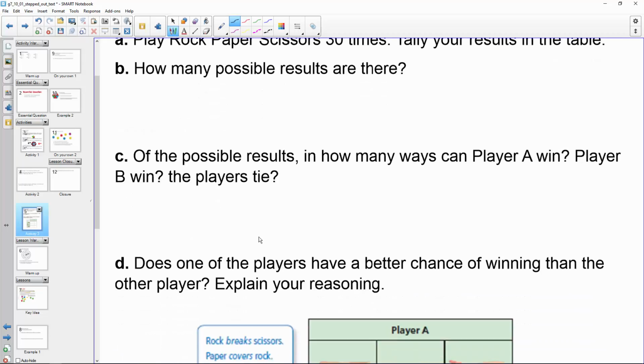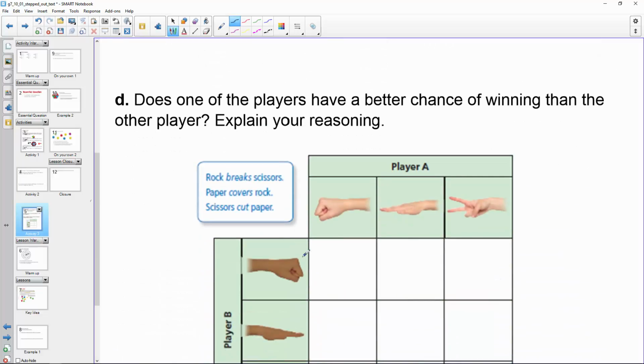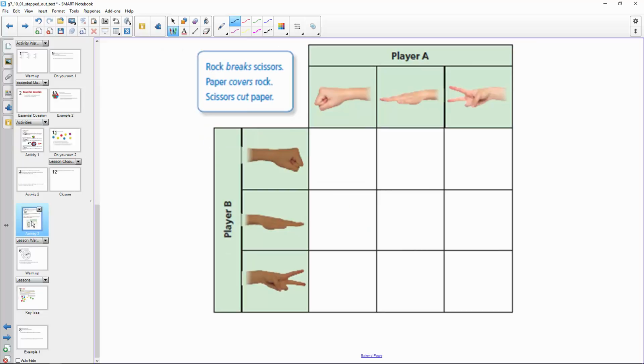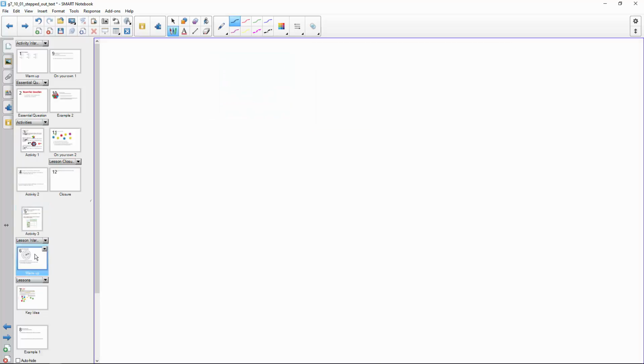Next one says like rock, paper, scissors. Well, if I look here, I have the same chance of winning. This is an equally likely event. That's why we play rock, paper, scissors, to make up a decision. It's a more fair way to play the game.